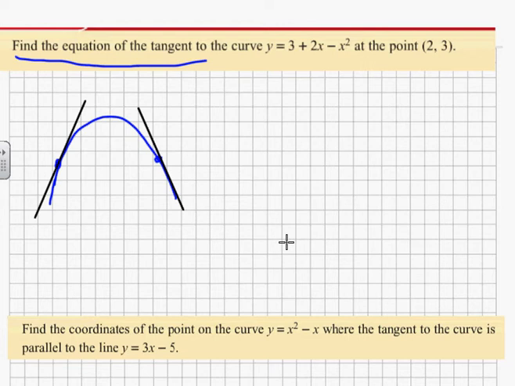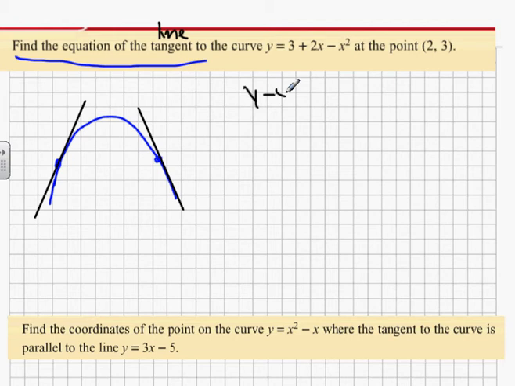Now, what is a tangent? What type of shape is it? It's a line. A tangent is a line. The black lines are tangents. So when you see equation of a tangent, what's the first thing you should look up? Equation of the line.